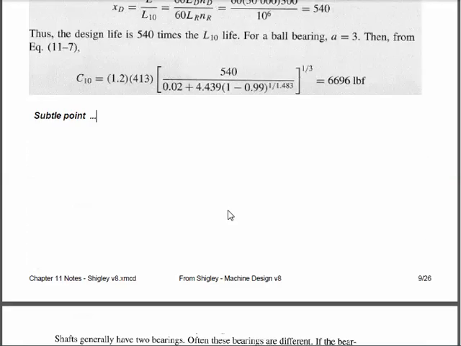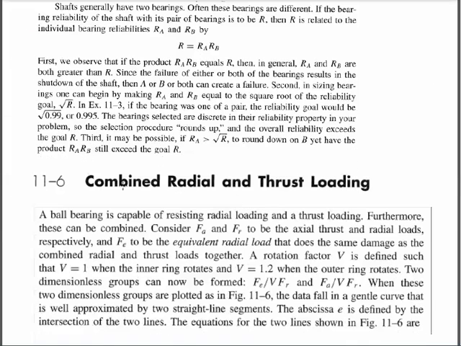So we get to a topic called combined radial and thrust loading, or another word for thrust loading is axial loading, along the axis of the bearings and along the axis of the shaft. I'm going to stop this video to give it a nice breaking point, and then I'm going to start the next video right here at section 11-6.